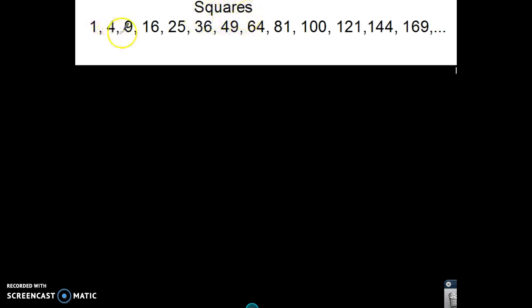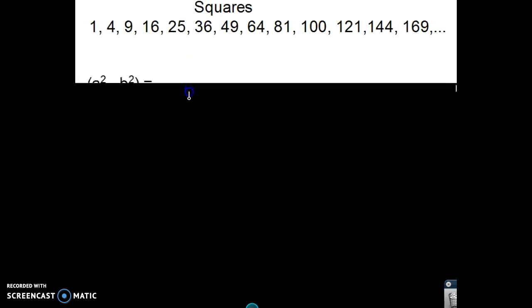These up here, if you can see at the top, are our squares. 1, 4, 9, 16, 25, 36, 49, 8 squared is 64, 9 squared is 81, 10 squared is 100, 11 squared is 121, 12 squared is 144, 13 squared is 169. They're the ones that you should have already memorized.